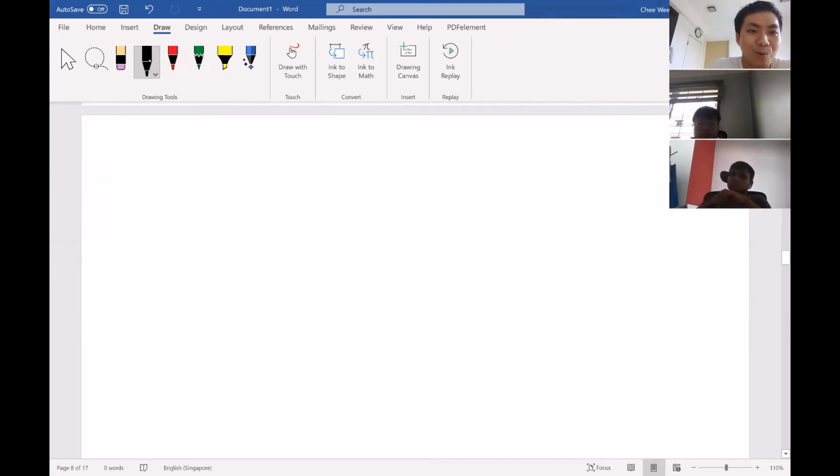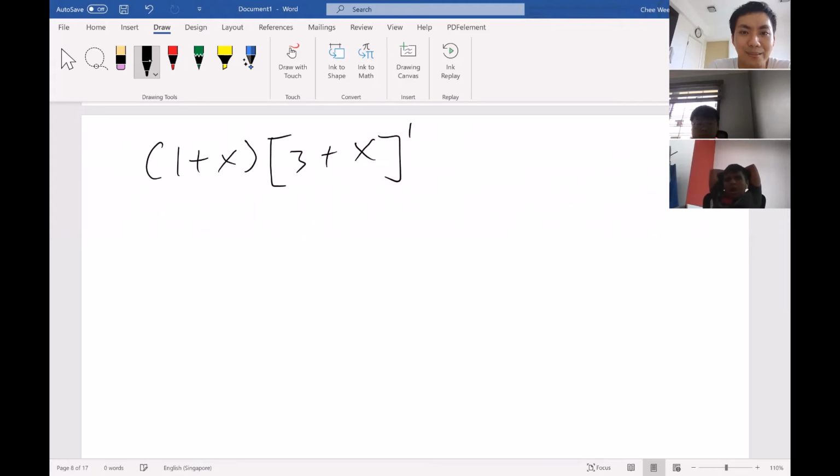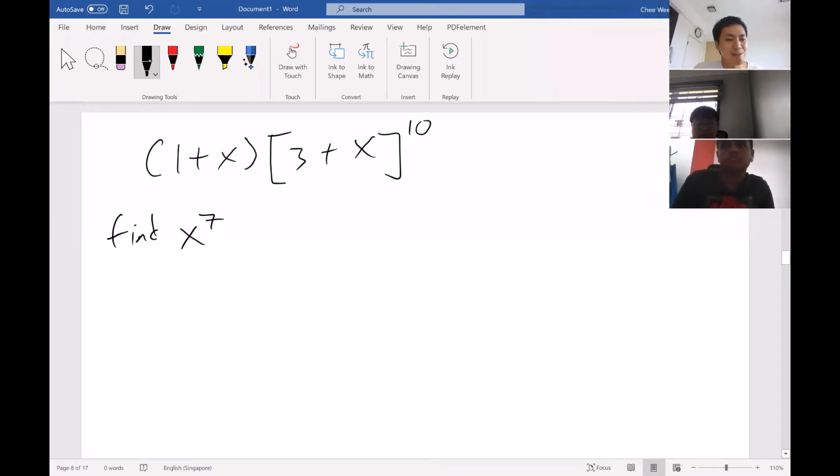So they will be like, maybe this is 1 plus x times 3 plus x. Let me keep it simple first. 3 plus x to the power of 10. Then they will say, find x to the power of 7. So if you see a question like this, what should you do right away first? How do you think you will approach this question?